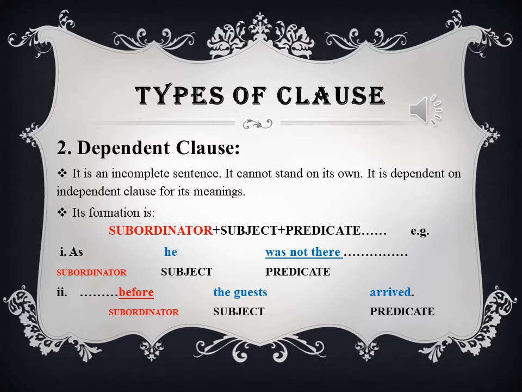In the second sentence, before the guests arrived. Before is a subordinator, a subordinating conjunction. The guests is the subject, arrived is the predicate. Now you see it's again an incomplete sentence. It does not stand on its own. It does not give out any meaningful sense. That is why it is a dependent clause.